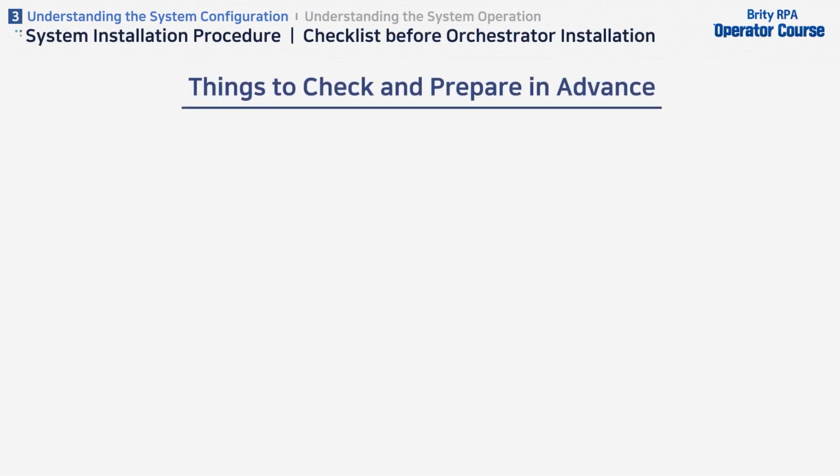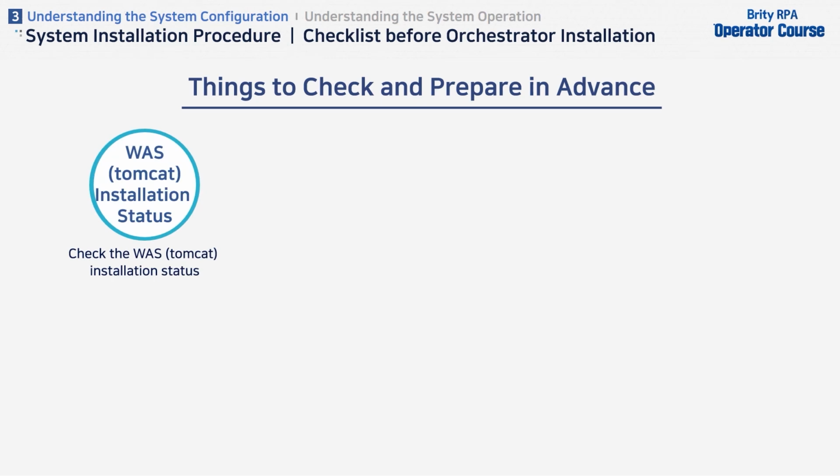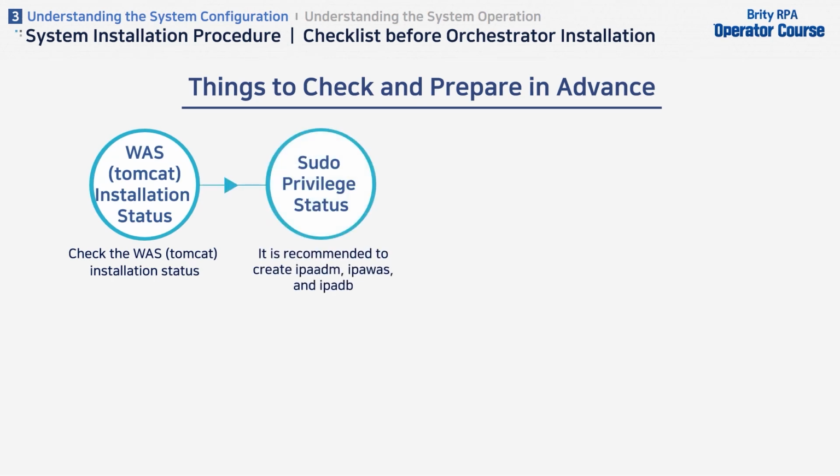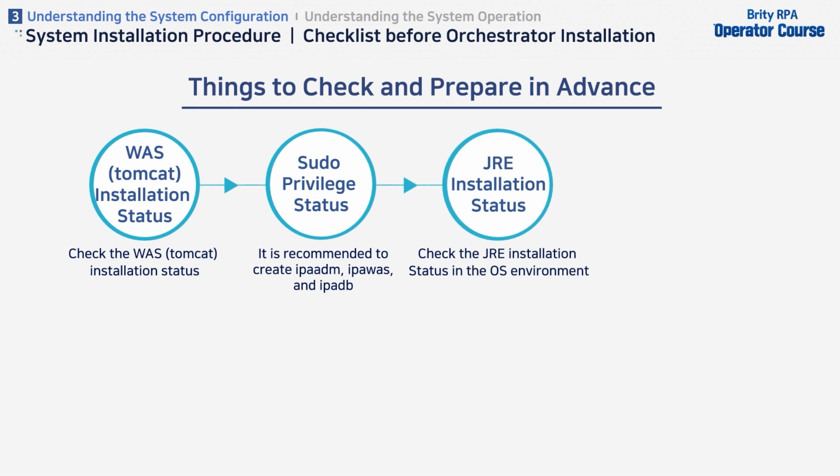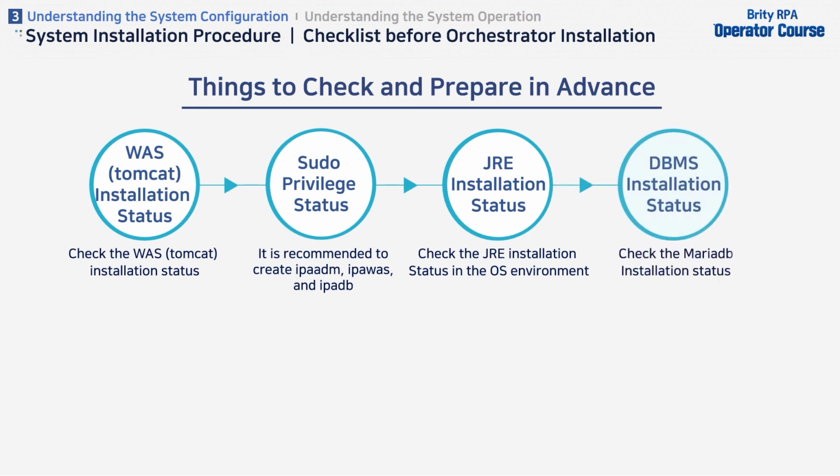When the infrastructure is ready, the system operator checks and prepares before installing the solution. First, the system operator checks whether WAS was installed and checks if it is installed with an account that has sudo privileges when installing the server. Here, it is recommended to generate IPA admin, IPA WAS, and IPA DB accounts for the RPA solution. The system operator also checks whether the JRE is installed in the OS environment where the RPA server will be installed, and checks whether the MariaDB is installed.